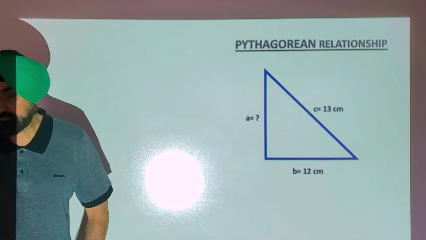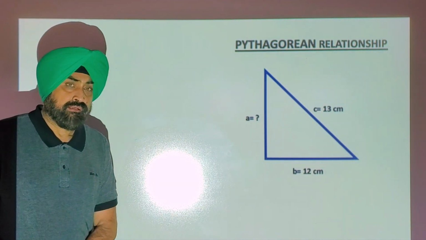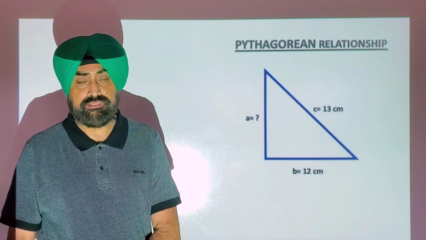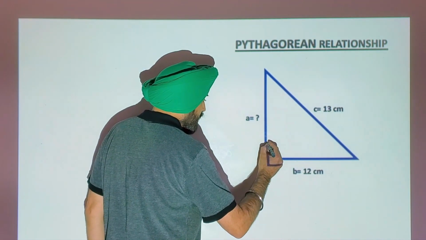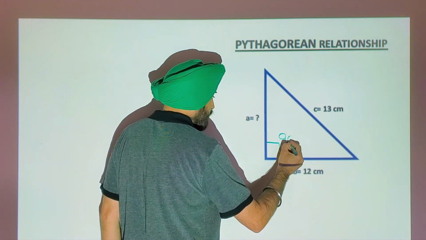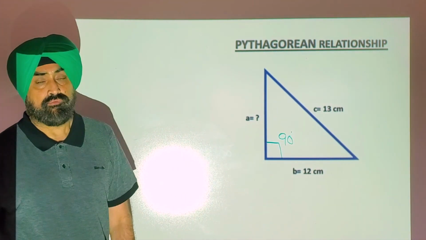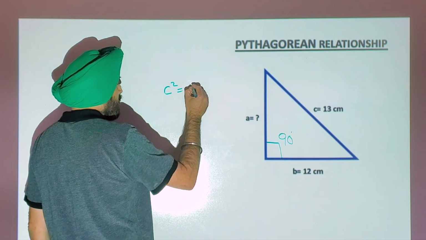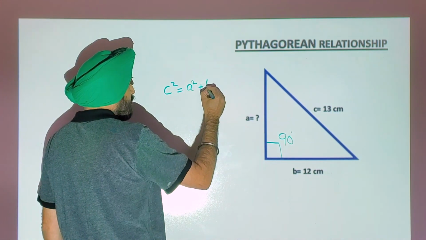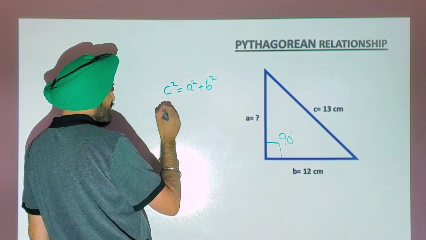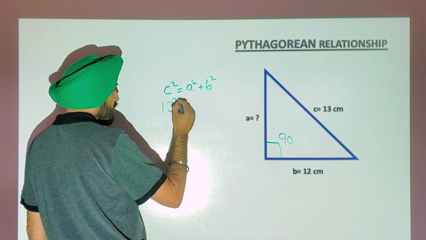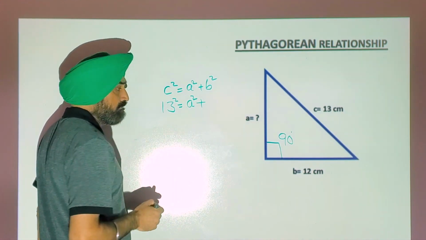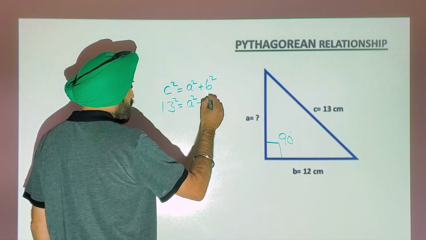Let's see this question. Here the longest side is given, one of the smaller sides is given, and this triangle is given. This is a right angle triangle. This is 90 degrees. Now we have to find one of the smaller sides. So write the relationship C square equals A square plus B square. C is given here, so write 13 square. A is not given, write A square plus B is given as 12, so write 12 square.